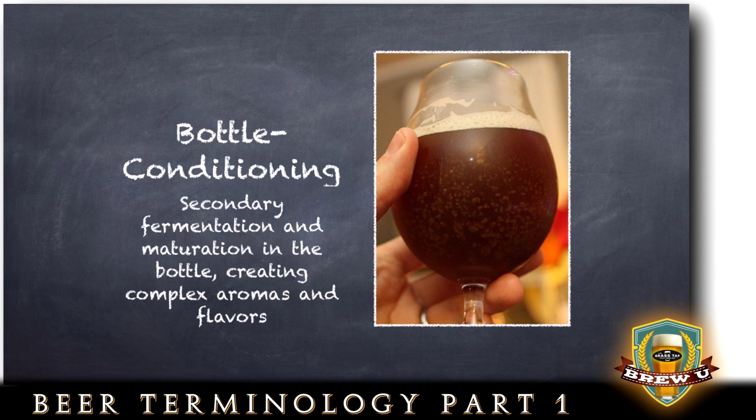Bottle conditioning. Secondary fermentation and maturation in the bottle, creating complex aromas and flavors. This is done by adding a little shot of yeast and or sugar just prior to capping the bottle. Now, doing this allows the beer to further develop over the course of months and even years. In the picture, notice the yeast floaties floating around inside the beer.